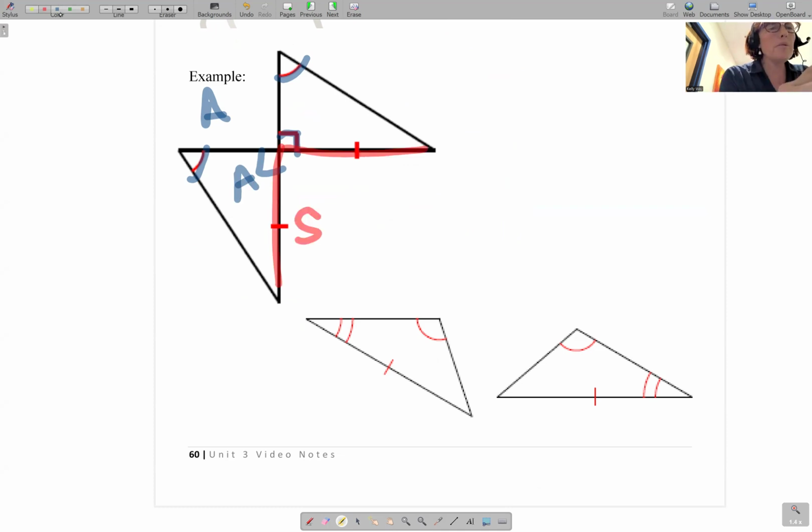So in this example, you were given a pair of angles, congruent already. Then you marked the vertical angles, which were right angles. Then you had a pair of sides already marked congruent. That's called angle, angle, side.